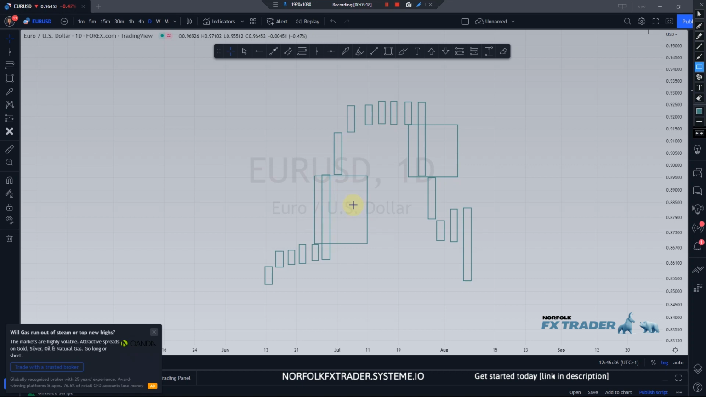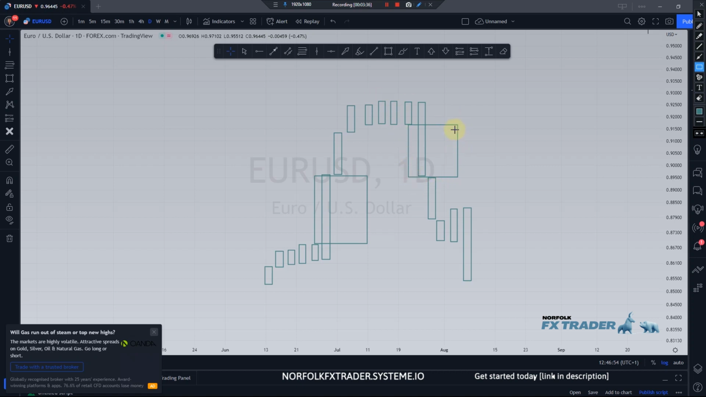Now, why is this important? We want to see the market come back to fill this area of imbalance, then drop into your area of demand or up into the area of supply to look to take that trade. This will give you a much higher probability that this trade will work in your favor.